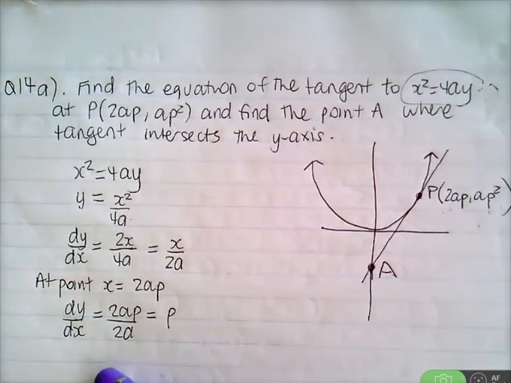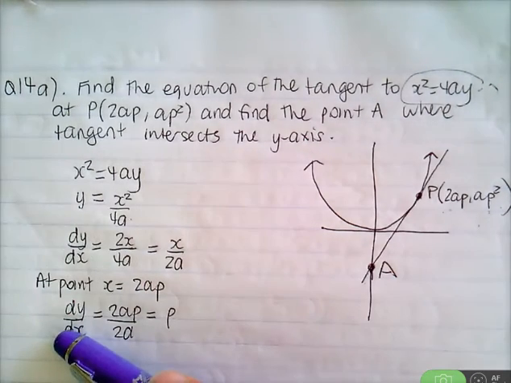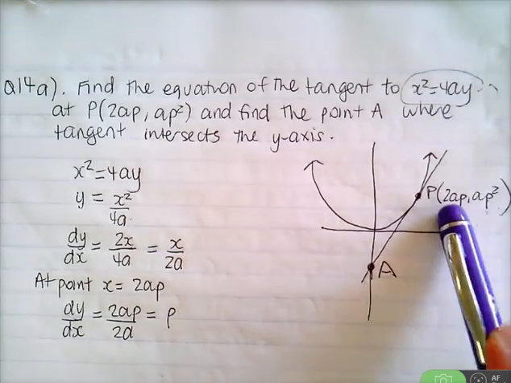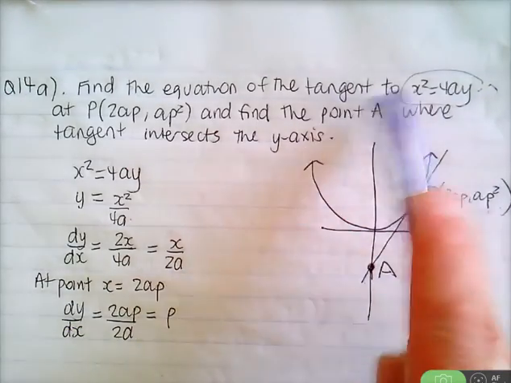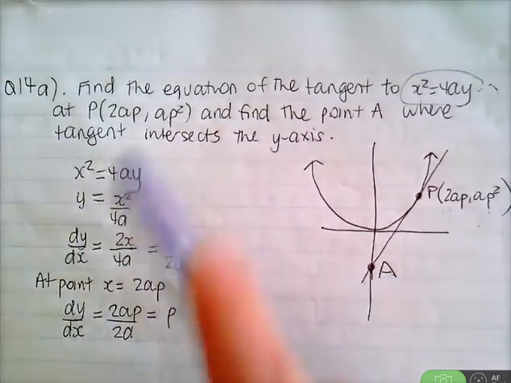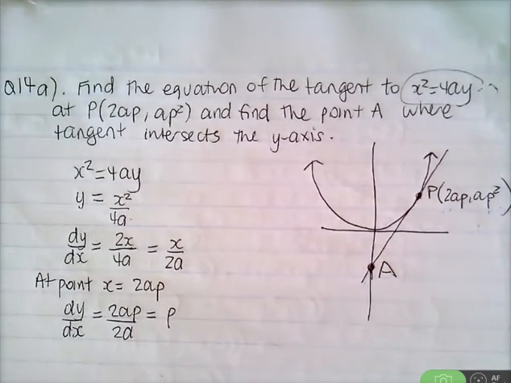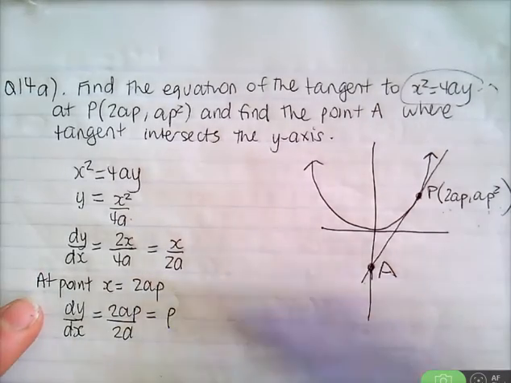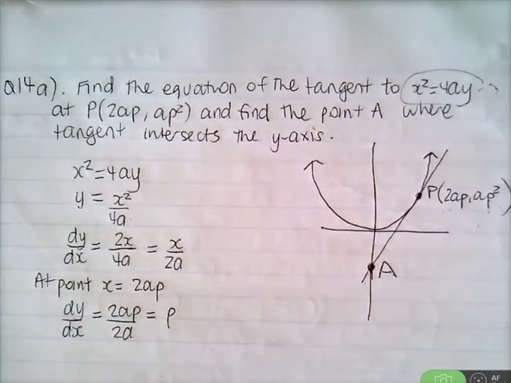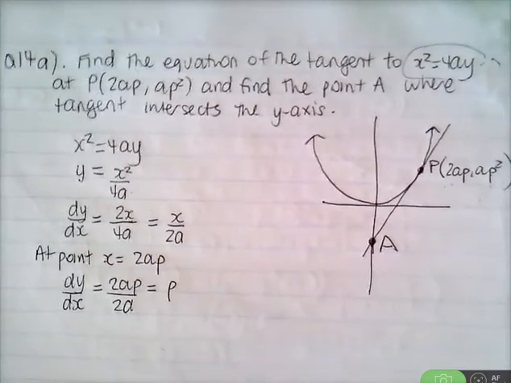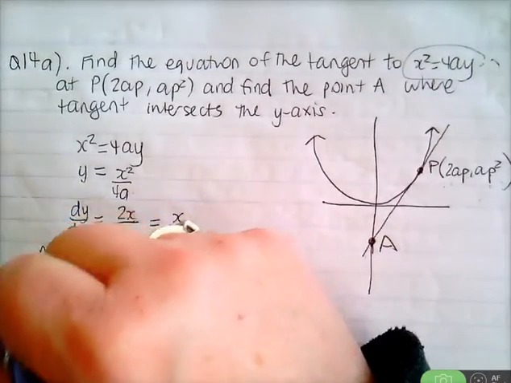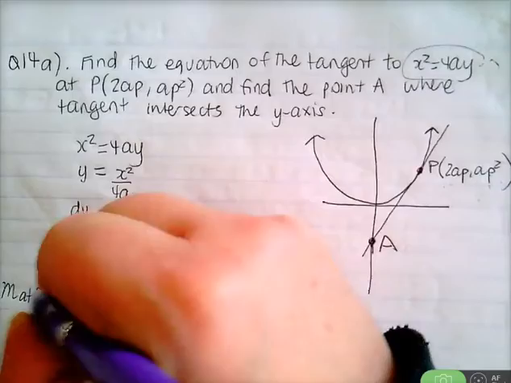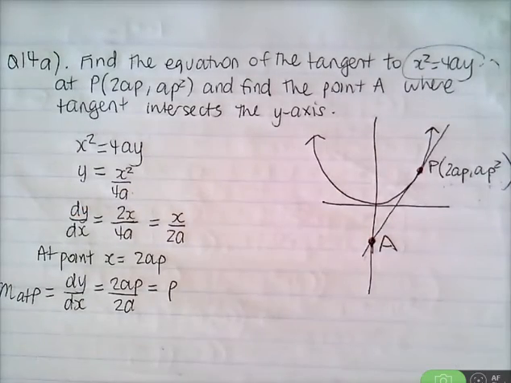You can use this format all the time if you want. If you've got x is 2ap, y equals ap squared, you know it's x squared is 4ay. You can just choose to do this every time. I don't mind either way. All right? The only thing with this one is you'll have to substitute the x value. Now what do I do? That's the gradient of the tangent at P. So this is the gradient at P. What do I do now?